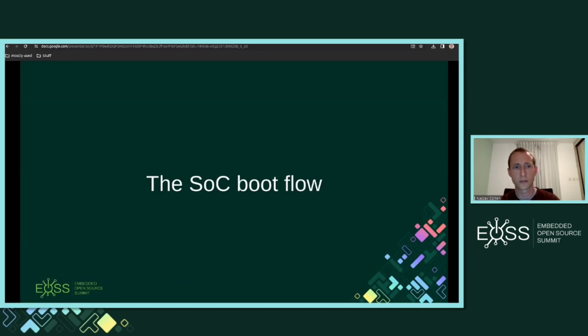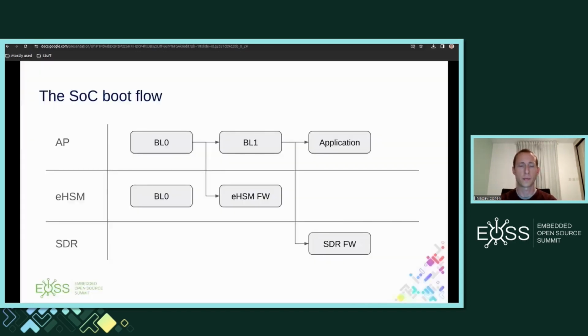Okay, so this was the introduction, and now we will focus on the Tecton SoC, the SoC development. We will start with the SoC bootflow.